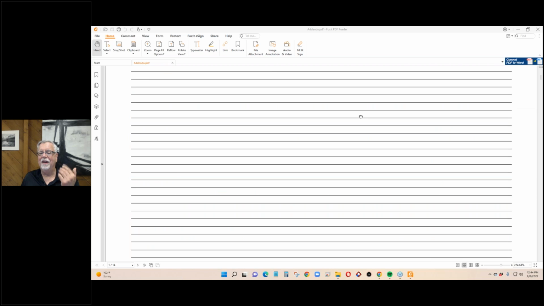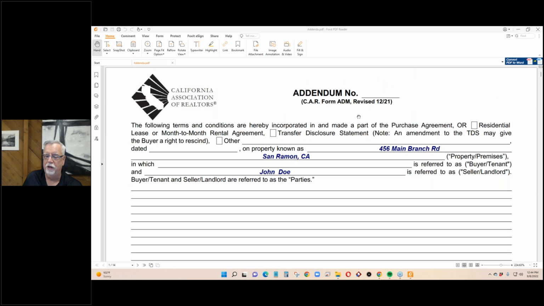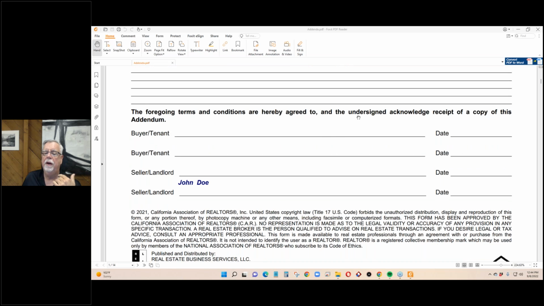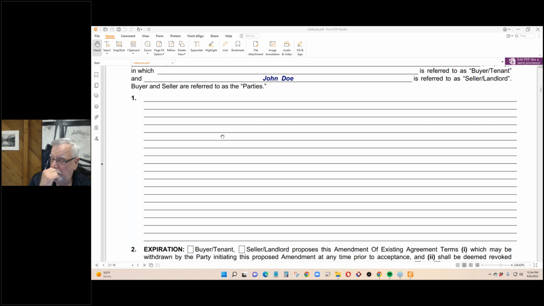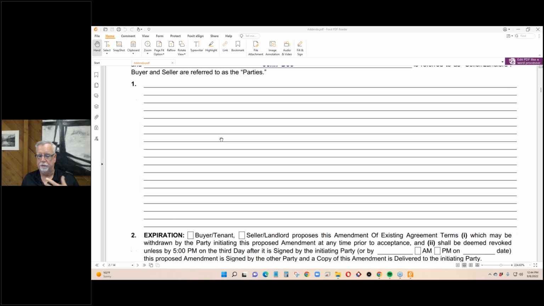So the addendum form is only used to add in stuff when we don't have enough space for it. The amendment form is the form that we're going to use when we're negotiating a change in the terms. A change in the terms. So for example, what would have happened is the buyer's agent would have written up something that says seller to credit buyer $10,000 towards closing costs, right?